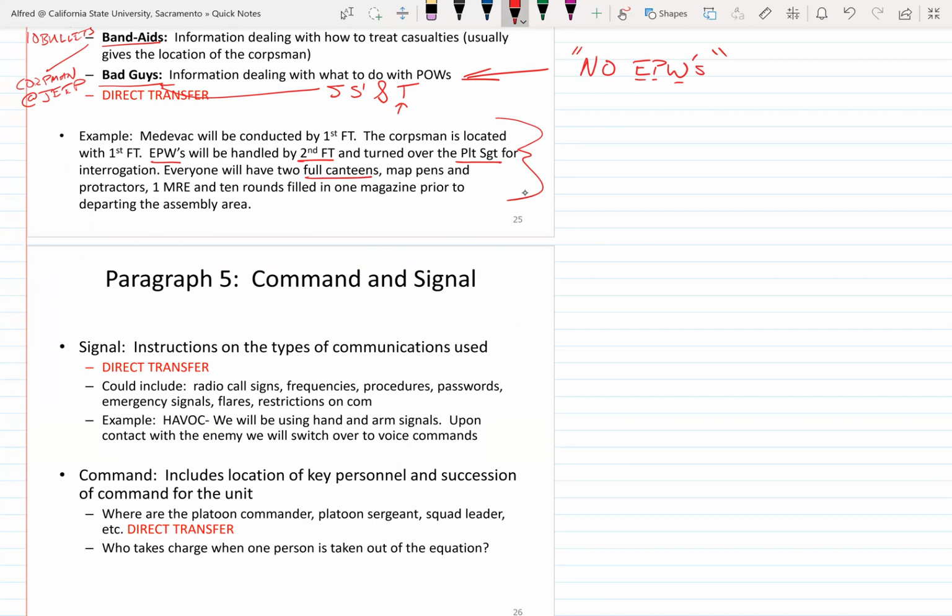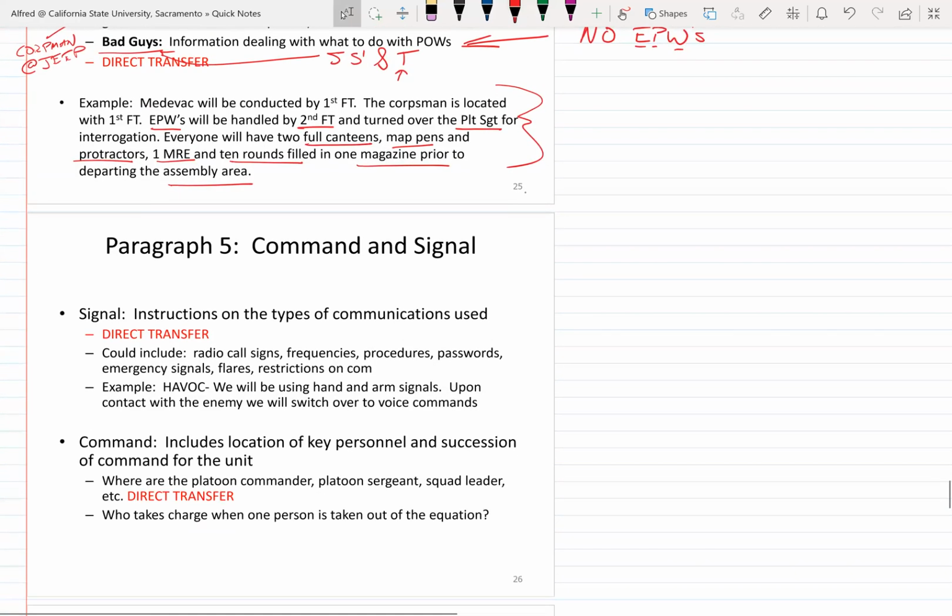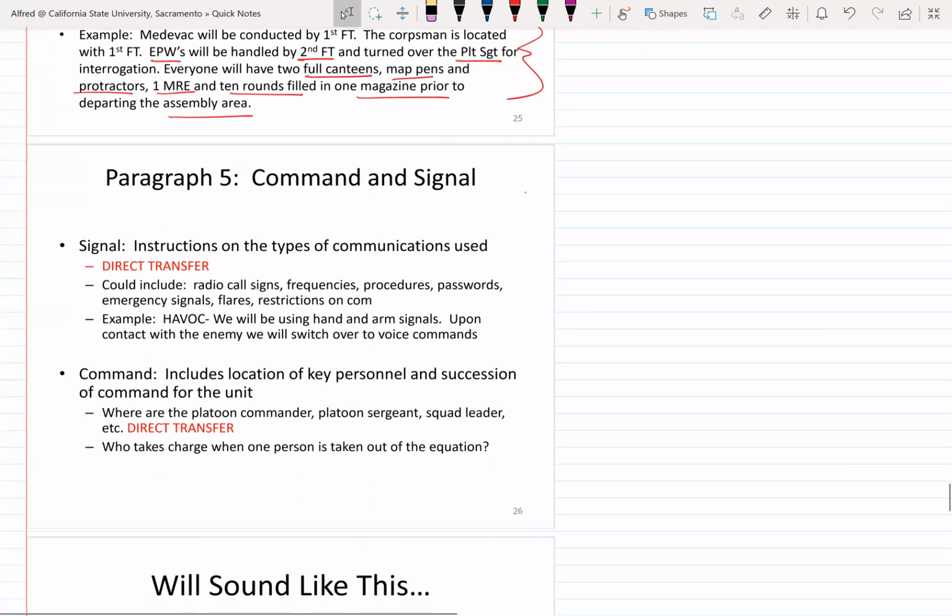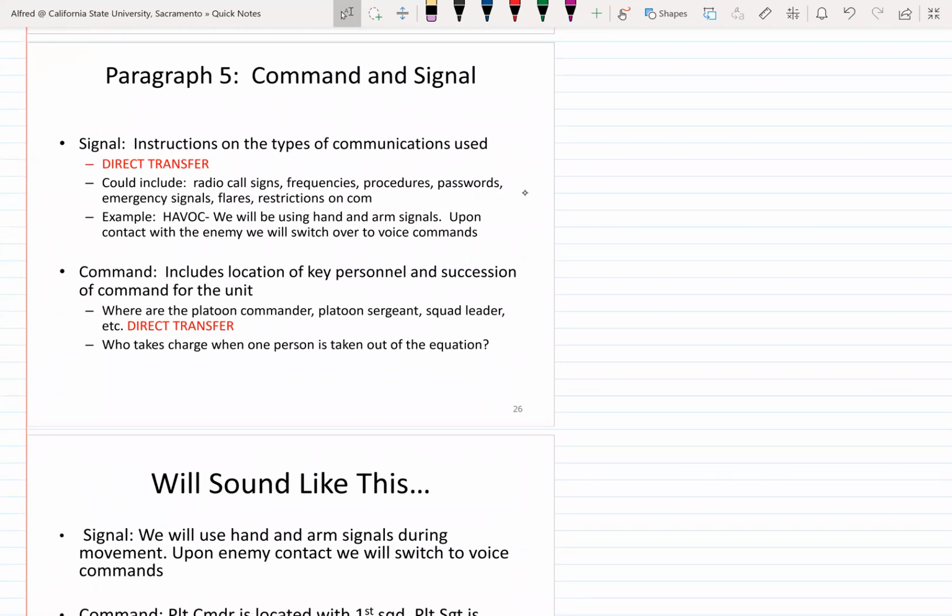You have canteens, map pens, protractors, MREs, rounds, magazines, all at the assembly area. But you can come up with that before you even start your order because there's no reason you shouldn't have anything different. Yeah, it's a pretty easy section. Command and signal. Signal is what you're using for communication.